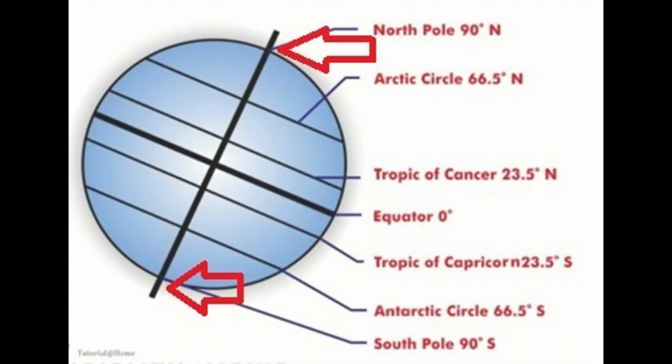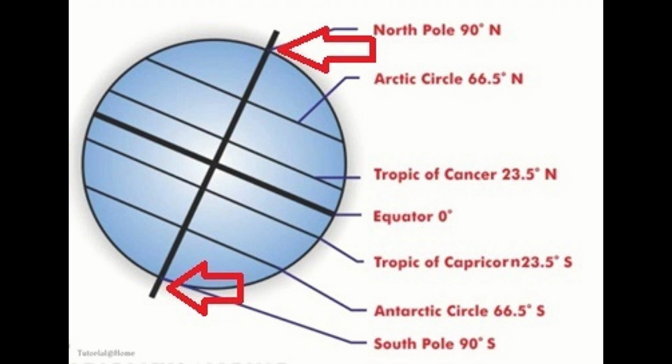I hope you can see the two red arrows. That dark line which comes from the top till the bottom, that is known as the axis. This acts like a support for the globe to rotate. The top part is known as the North Pole and the bottom part is known as the South Pole.